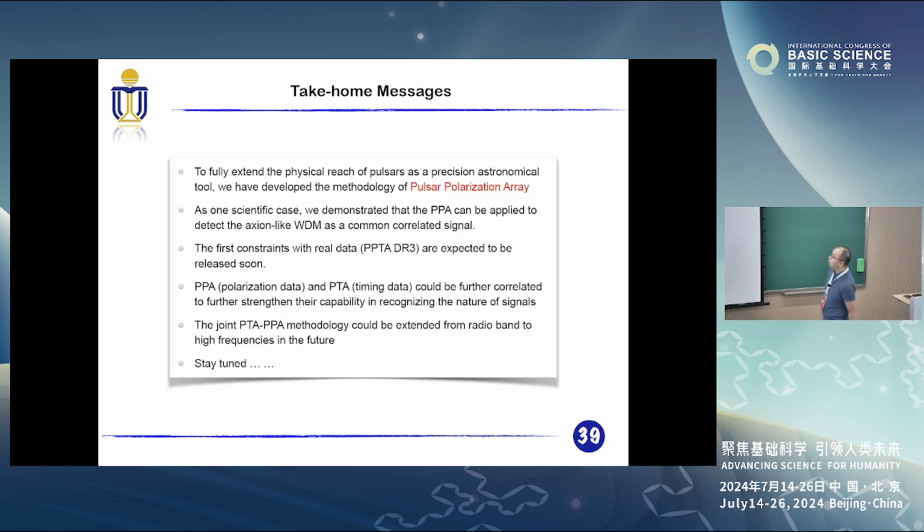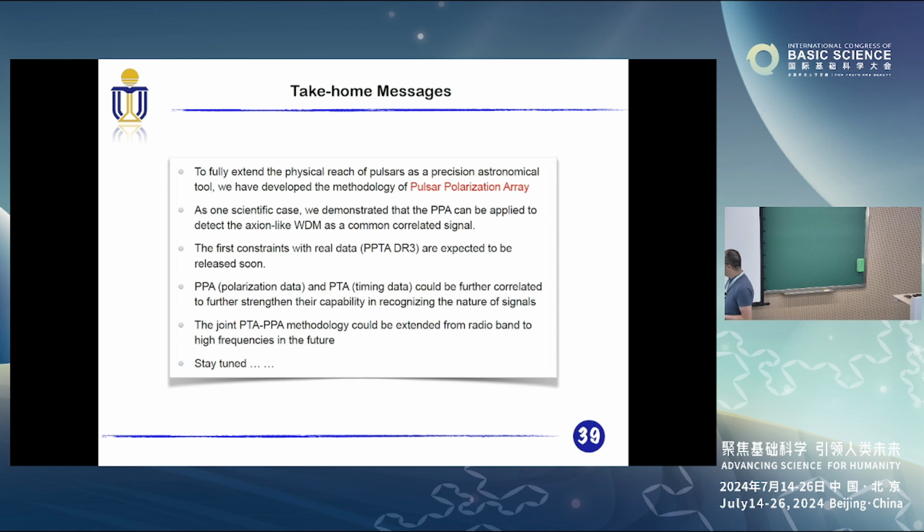So here are the take-home messages. To fully extend the physical reach of pulsars as a precision astronomical tool, we have developed the methodology of the pulsar polarization array. As one scientific case, we demonstrated that the PPA can be applied to detect axion-like wave dark matter as a common correlated signal. The first constraints with real data are expected to be released very soon.